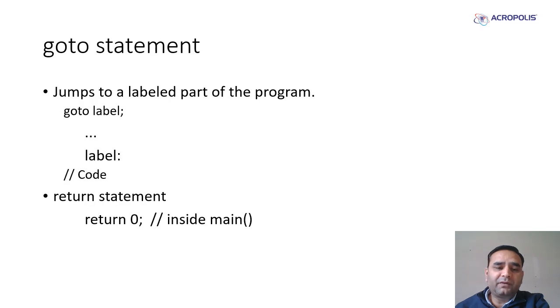The goto statement is used whenever we want to jump to a label. Sometimes we want to transfer the control to another label, so we can have labels in our programs and use the goto statement to jump to those labels. Then we have return also. This is used to return a value from within the function. Generally we use this inside the main function.